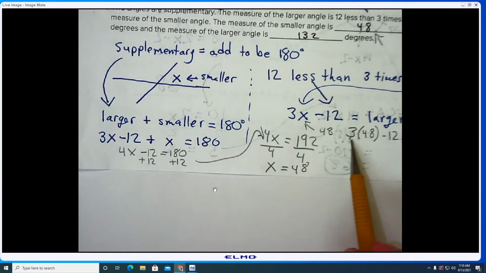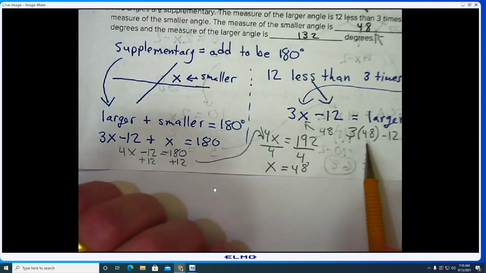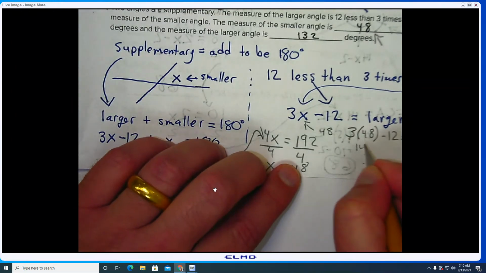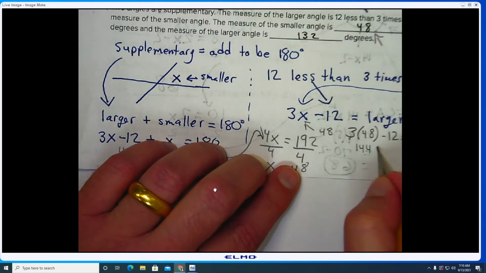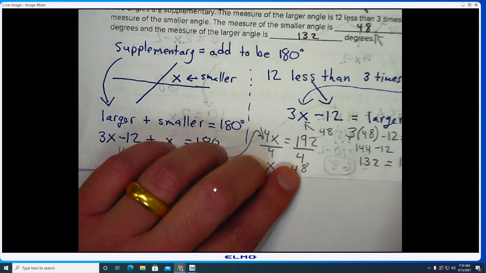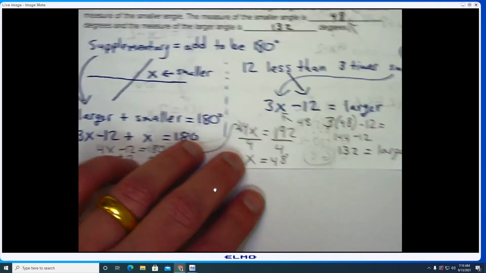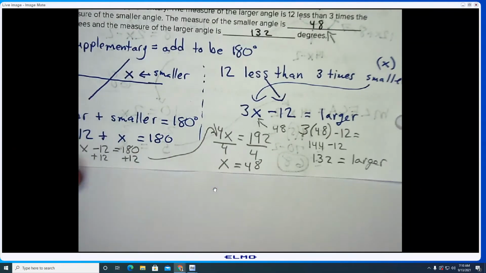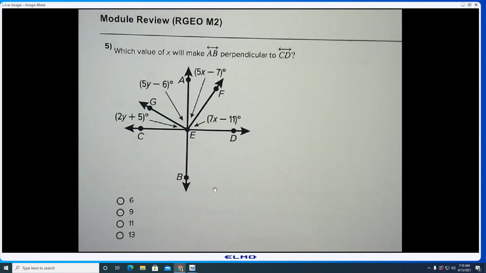3 times 48, 120 plus 24. 120 plus 24 is 144. If I did it right. Minus 12. That's going to be 132 equals the larger. And correct. Got it. Number 5.